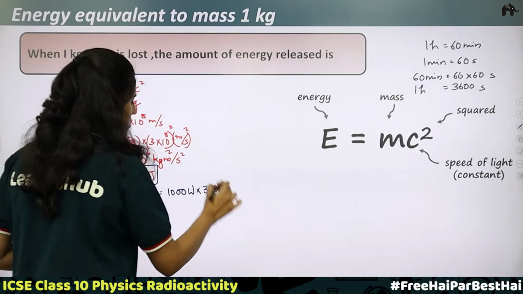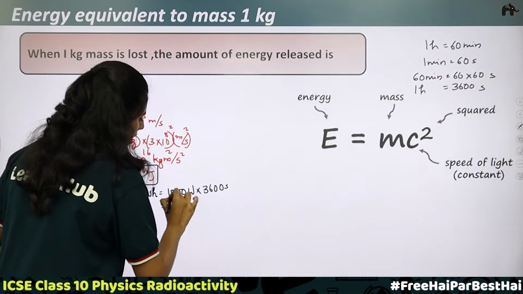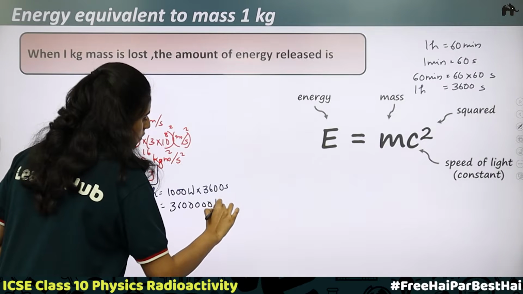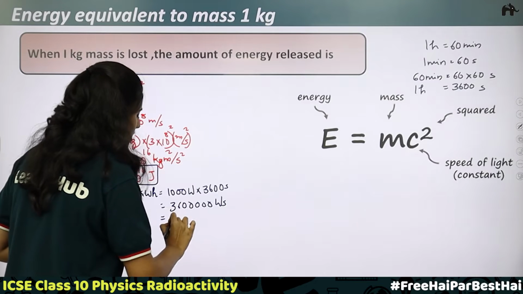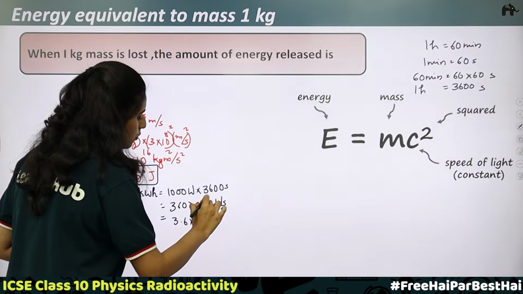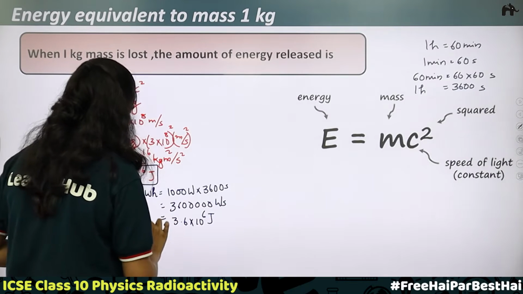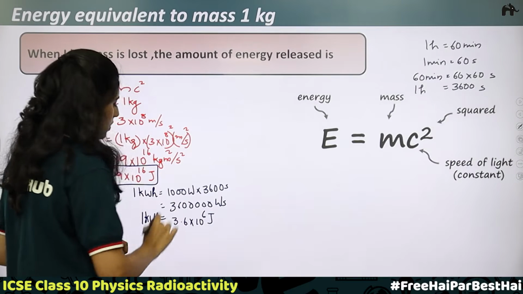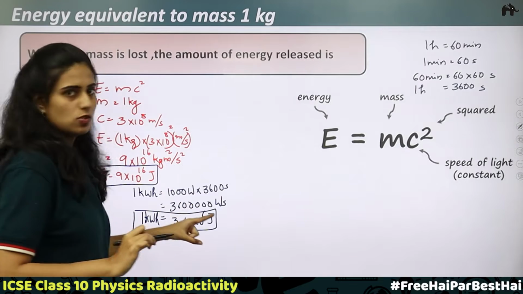Okay. So 3600 seconds. Then what do we get? 3600, again 3 more zeros, watt second. This watt second is joules. So you are getting 3.6 into 10 raised to 6 watt seconds or joules. So this is 1 kilowatt hour. 1 kilowatt hour is equal to 3.6 into 10 raised to 6 joules.